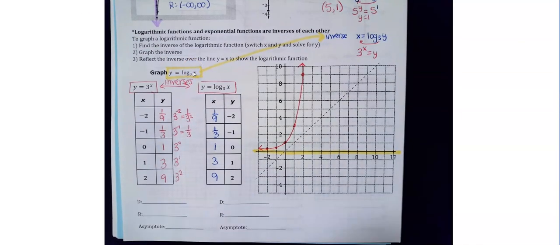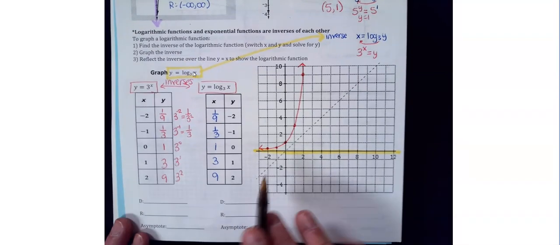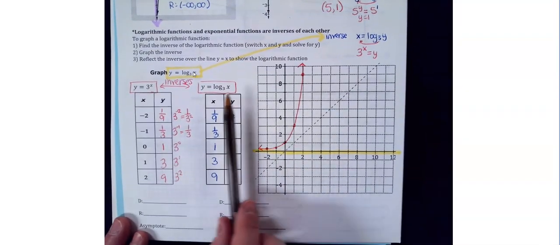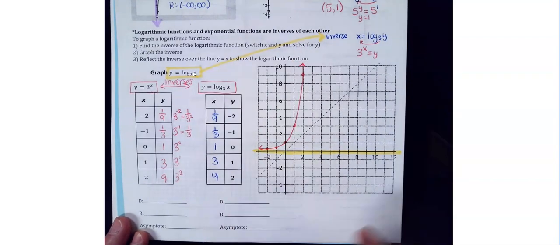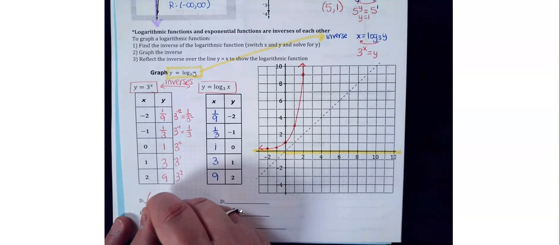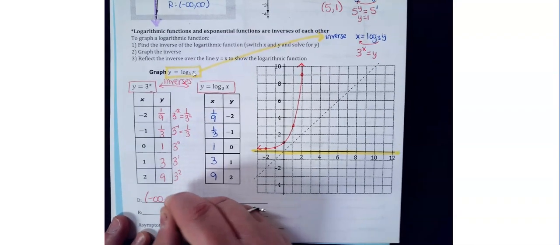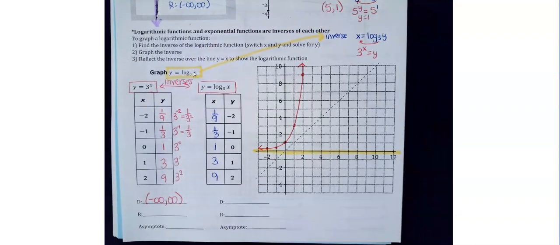Okay, now just for what I just graphed, the domain. So this is a little review. Domain for any exponential: it goes left, it goes up really fast, but it goes left and right forever. So the domain for any exponential function is -infinity to infinity. Sorry if that's kind of small. I'm just trying to do it so you guys can see the graph.